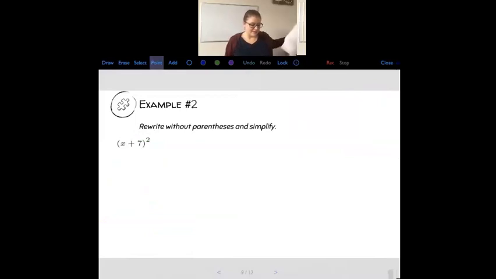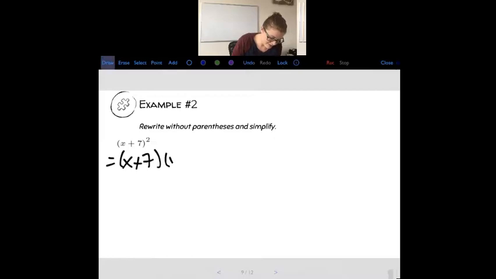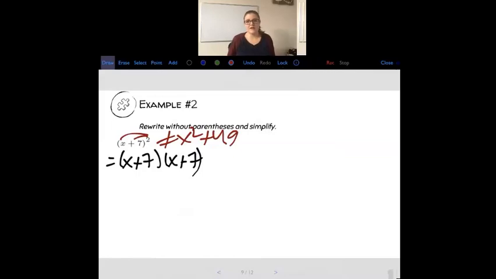Rewrite without parentheses and simplify. So remember that when something is squared, it means the base is being multiplied by itself. So what this means is that this is x plus 7 times x plus 7. Okay. What this is not, let me change colors here. This does not mean x squared plus 49, where you would just square the x and the 7. You'll get a very different answer by the way we're about to do this problem correctly.